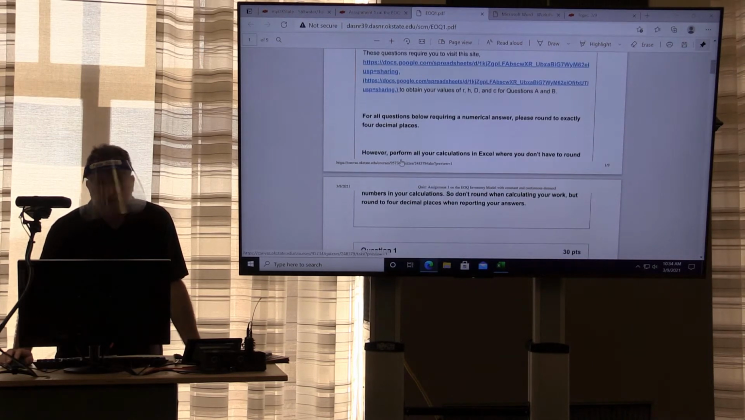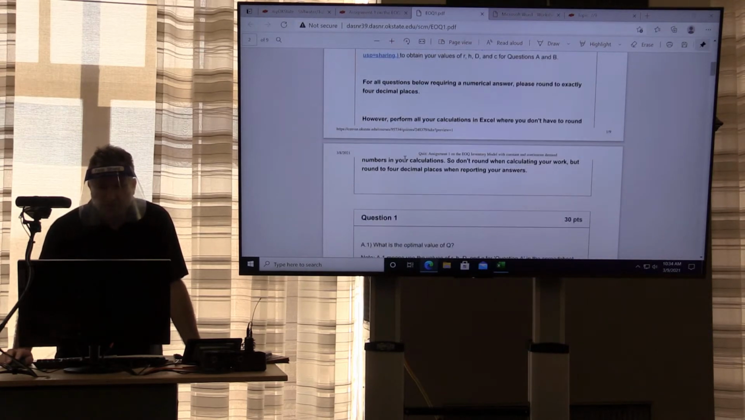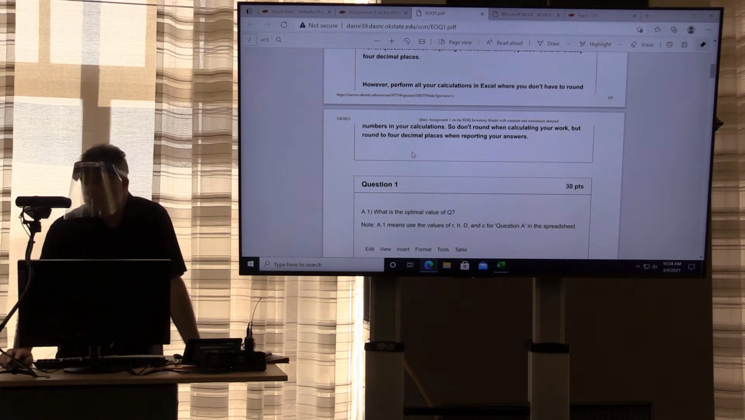And notice that you don't have to show your work or anything. And notice that it says, just like we did last time, I want you to perform all the calculations in Excel where you don't have to worry about rounding. But when you report your answers, round to 4 decimal places. And it says it here.